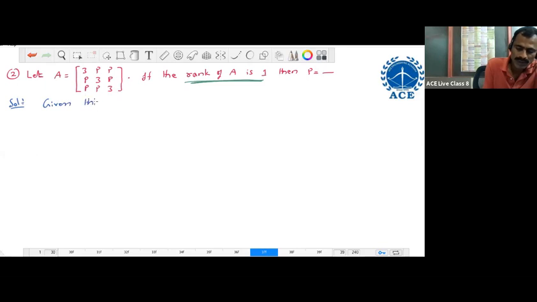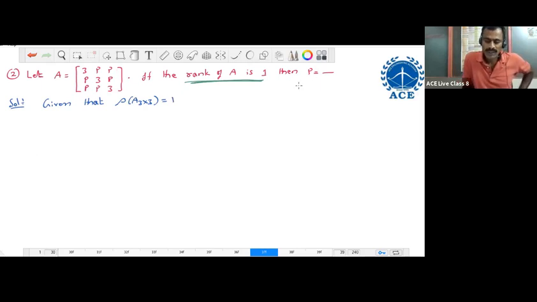Given that the rank of the 3 by 3 matrix A is equal to 1 only. The given matrix is a square matrix, and we are asked to find the value of P only. Check this order: here A is a 3 by 3 matrix, which means it is a square matrix. Rank of the square matrix is equal to 1.